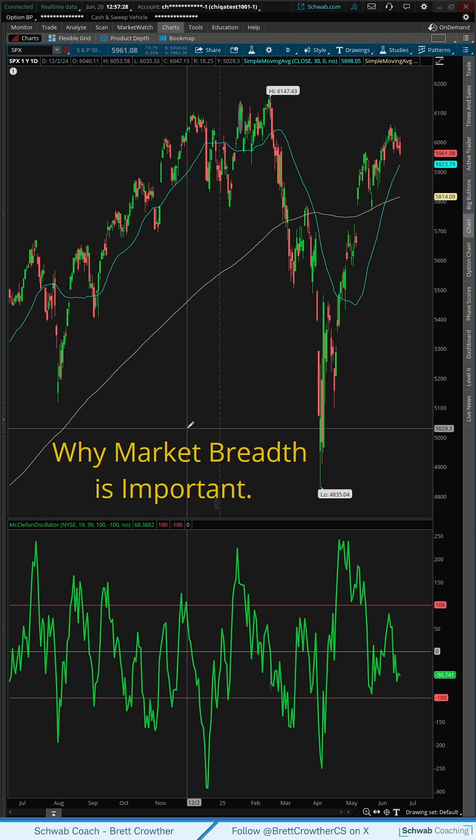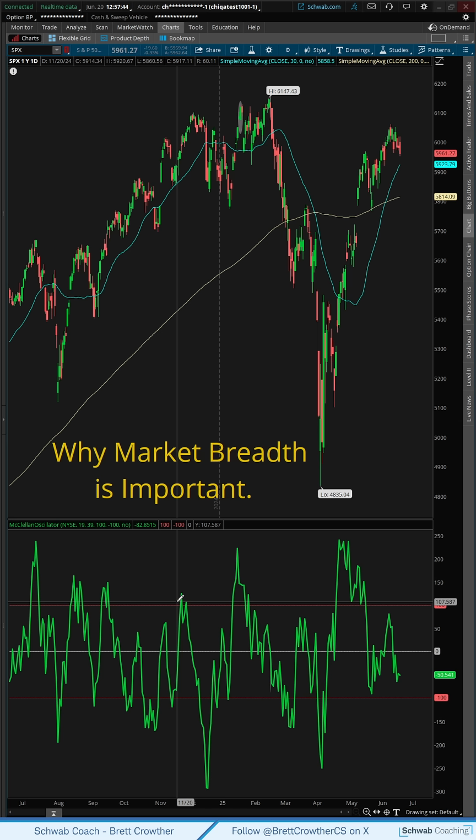I want to take a moment and talk to you about why market breadth is important. What I have on here to help us out is the McClellan indicator. The McClellan indicator is an oscillating indicator. Well, actually, it's what's called the McClellan Oscillator. It's a momentum indicator, and it talks about market breadth.